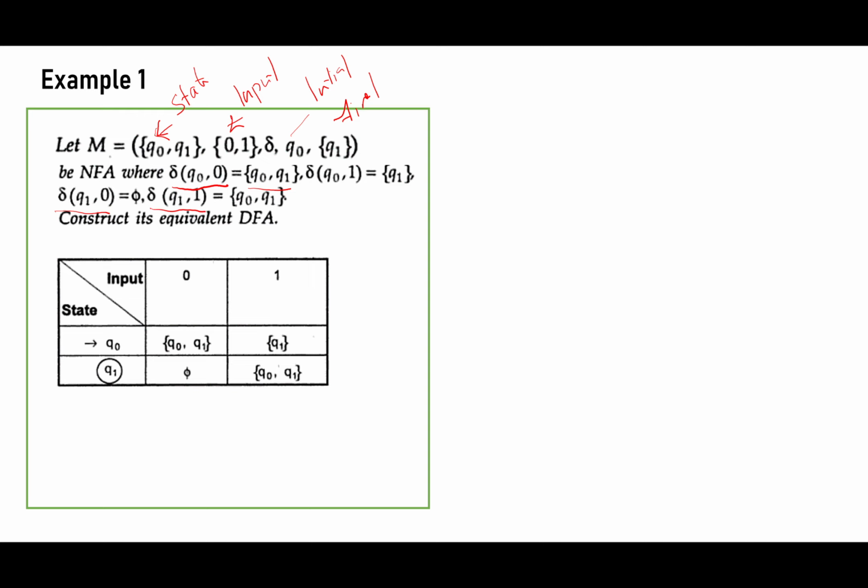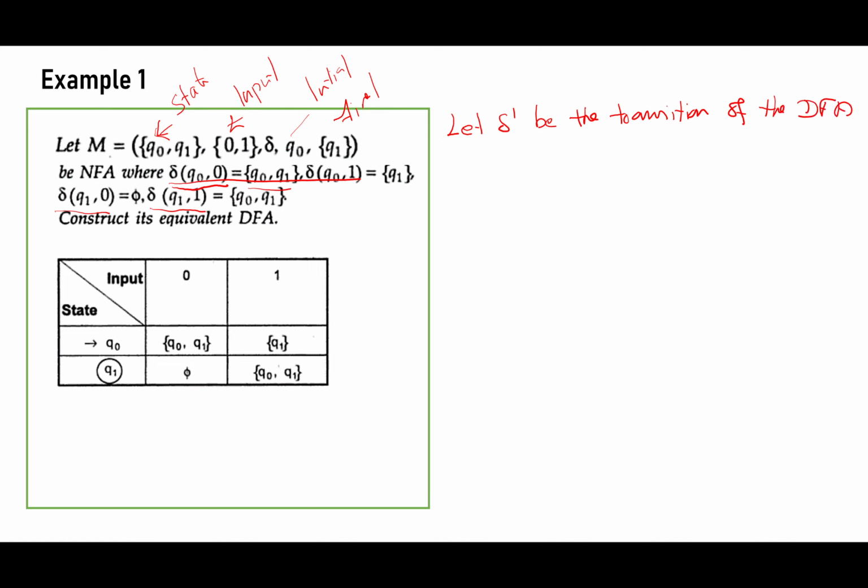When asking the question, sometimes they will give the formal definition, or they will give only the transition table or a diagram. Based on whatever is given, you have to do the conversion. Based on the transitions given in the question, I have taken the table here. The first step is to assign delta dash as the transition function of the DFA.